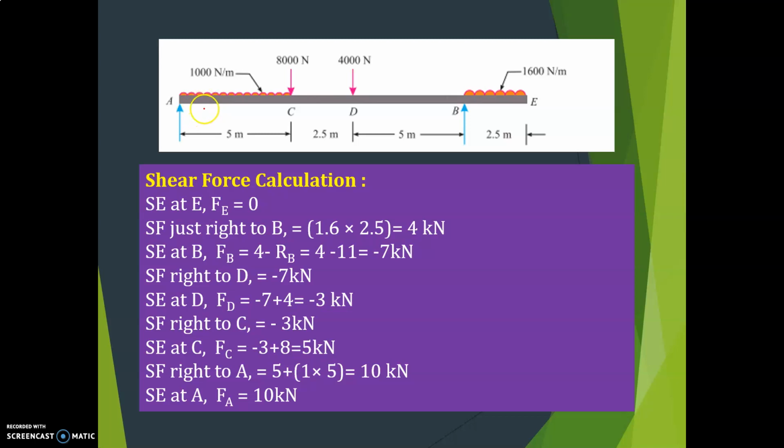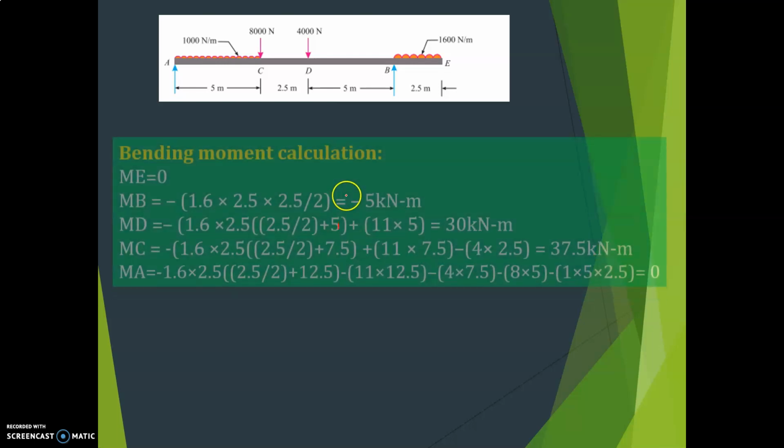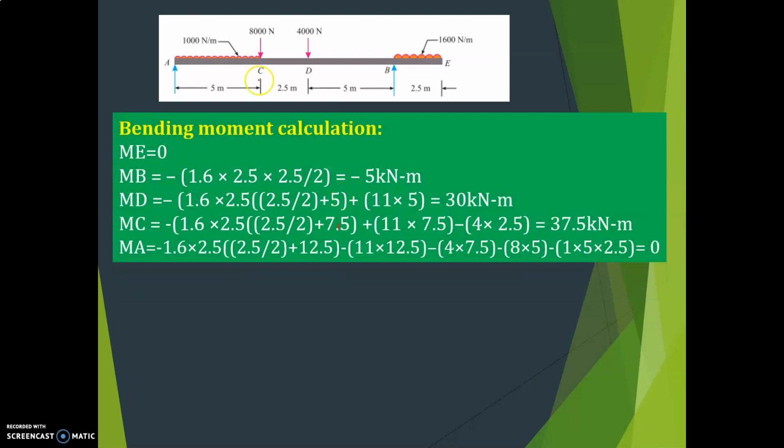Whatever remains to the right of A is equal to the shear force at A, and that is always equal to RA. Okay, so like this you can calculate the shear force values. Then we will see how to calculate the bending moment. First, let us consider the bending moment at E.